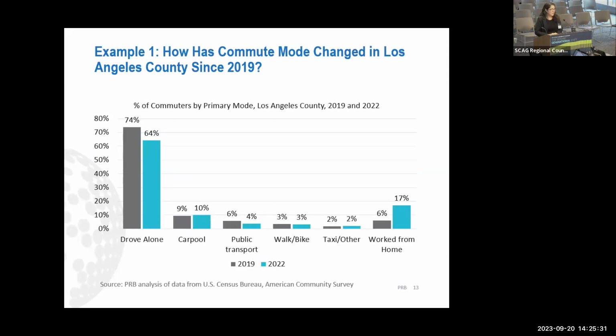So let's look at example number 1. How has commute mode changed in Los Angeles? Kevin mentioned that, and this is Los Angeles County, that the SCAG region work from home share went down between 2021 and 22, but it's still up considerably compared to 2019. And you can see that in the far right-hand bars. The gray bars are the 2019, the teal bars are the 2022 data. Still a sizable share of the LA County commuters or LA County workers are working from home. Sure.